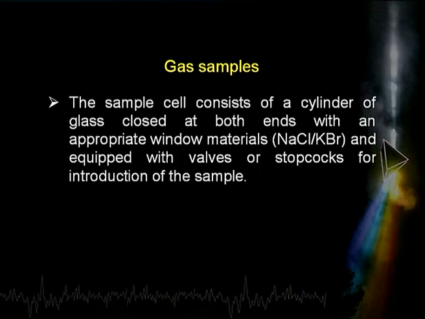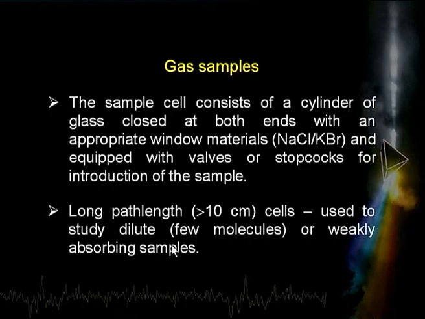So in the case of gas samples, we take a large tube made of glass and keep the gas sample in it. The two ends, the two windows where the radiation passes, are made of KCl, NaCl or KBr. So those are the two windows, and then we have some mechanism of putting the sample into the container. That is the requirement we make use of here.